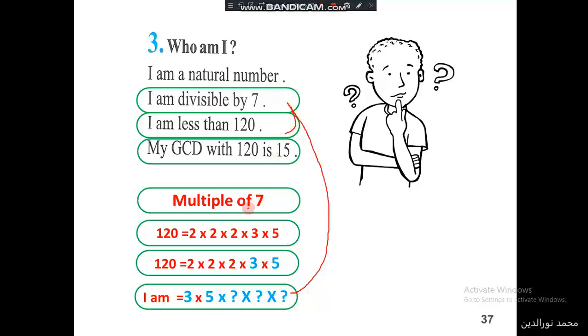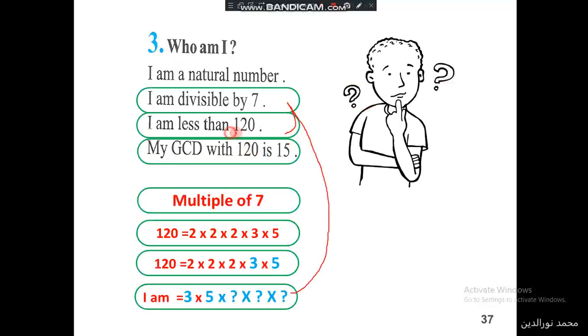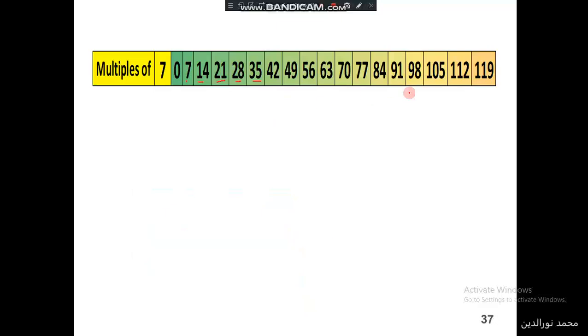To help us solve this problem, let's first list the multiples of 7. 7 times 0 is 0, 7 times 1 is 7, 7 times 2, 7 times 3, 7 times 4, 7 times 5, etc. We intend to stop near 120 since the number is less than 120. So we reached 119 and it's more than enough.